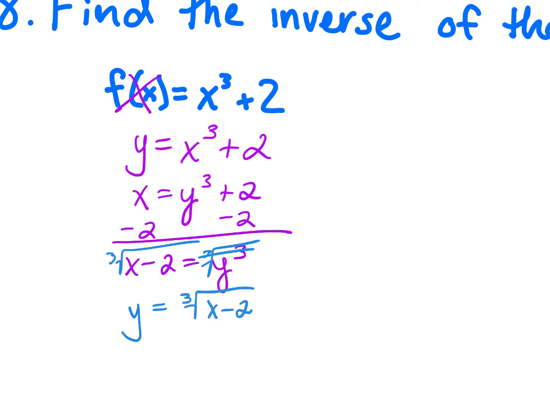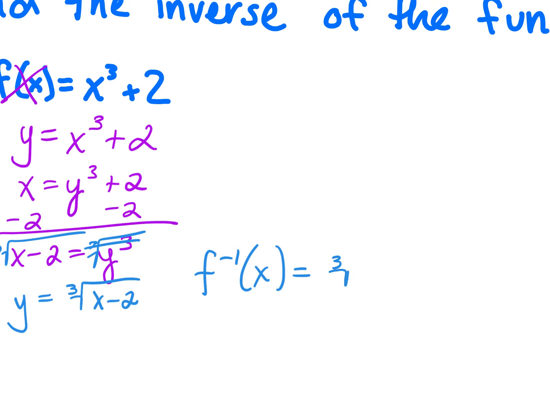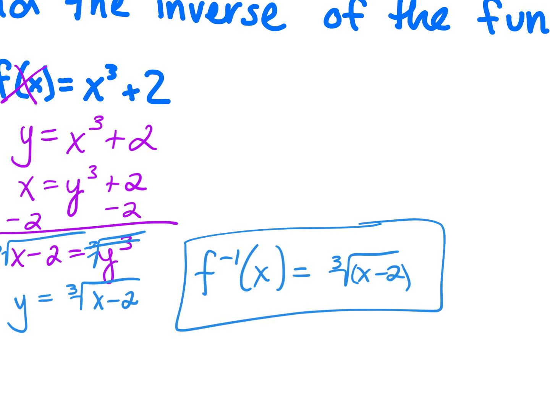Is that my final answer? You get full credit for that answer? Why not? You have to have the inverse notation. F negative 1 of x equals the cube root of x minus 2. That right there is your final answer for full credit.